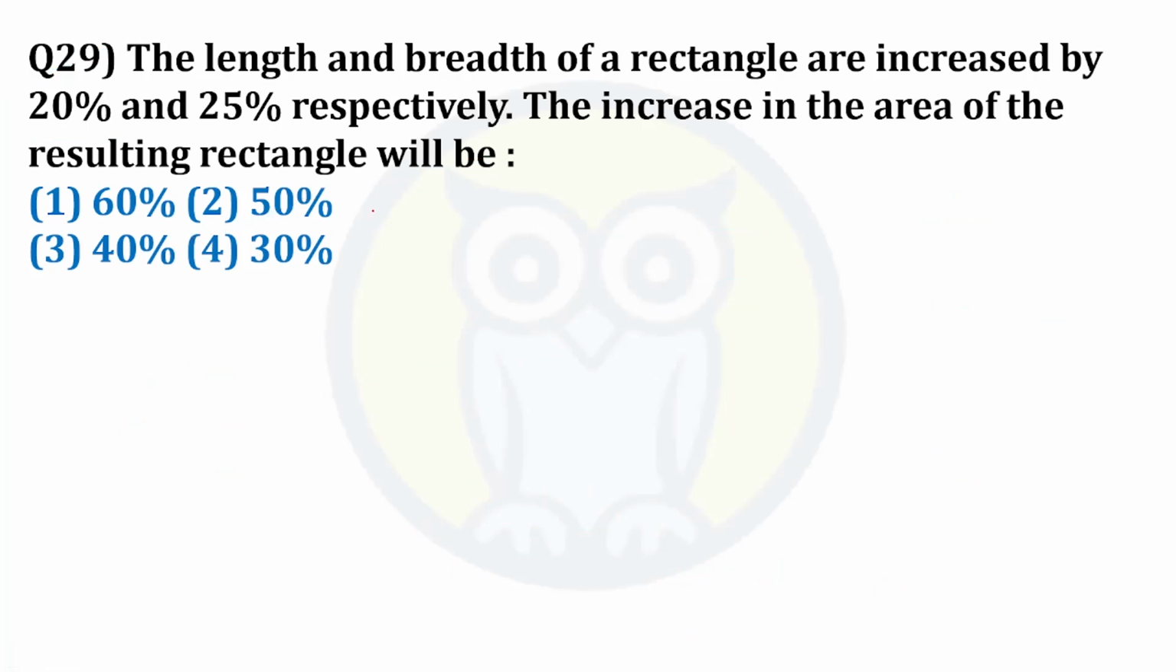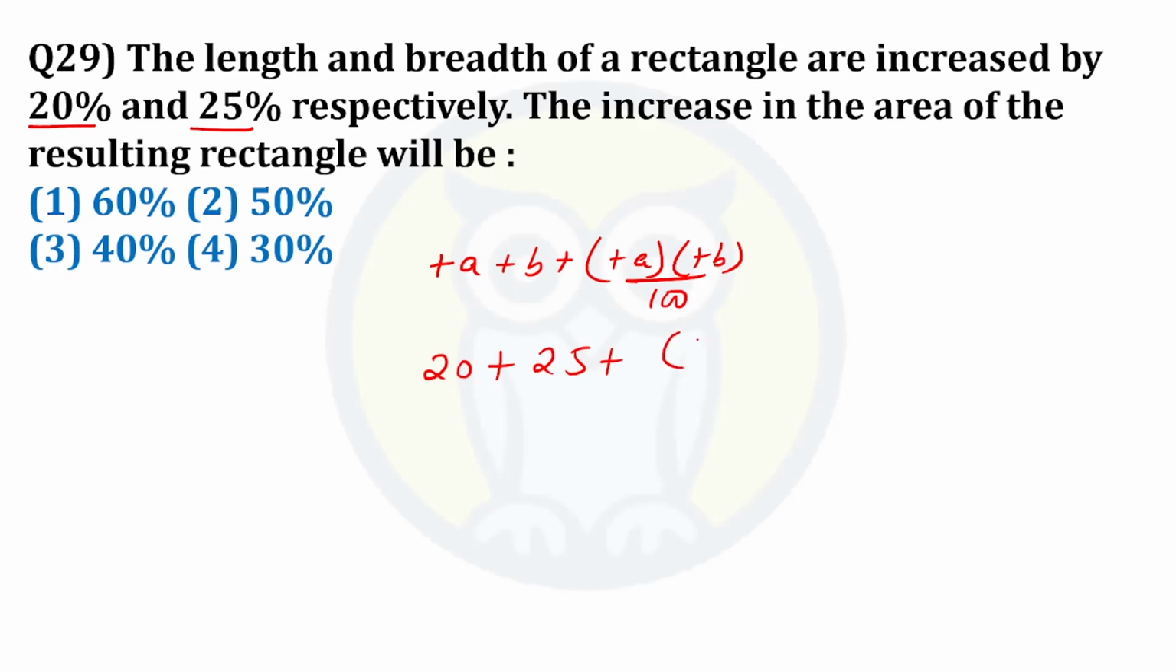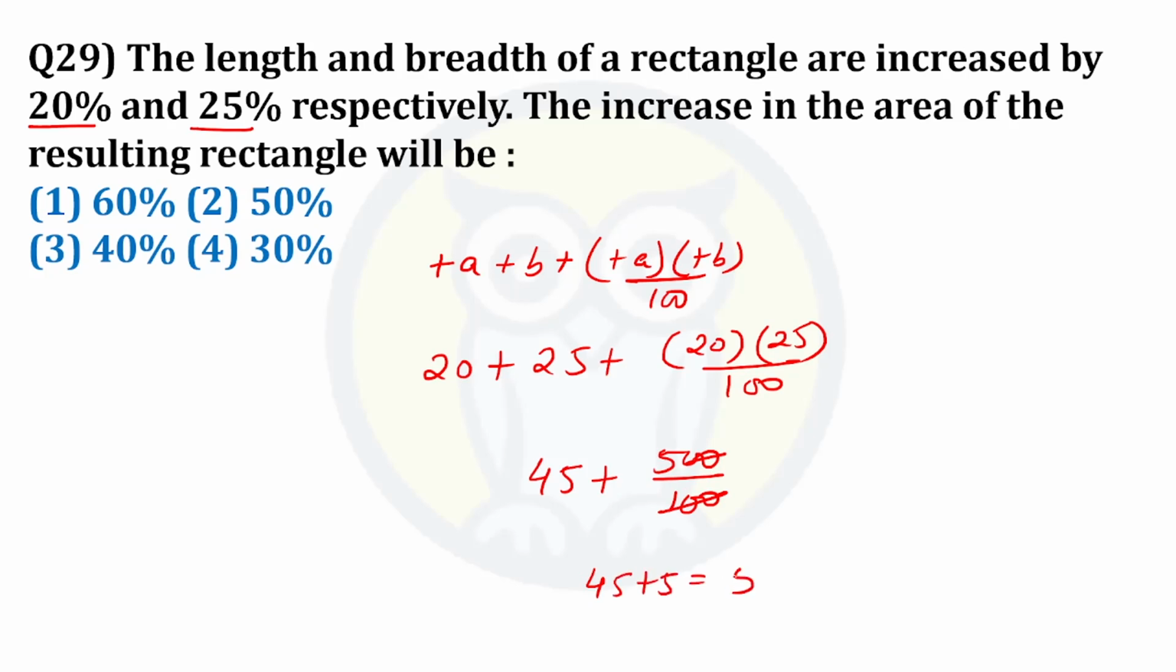And in the one trick, 20% increase and 25% increase, so plus A plus B plus AB by 100, the successive formula. Length increase is plus 20, breadth increase is plus 25, and AB is 20 times 25 by 100. Adding 20 and 25 gives 45. 20 times 25 is 500, divided by 100 is 5. 45 plus 5 is 50%. Again 50% is the correct answer.